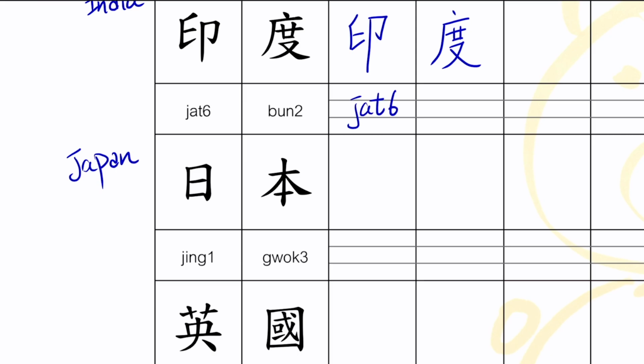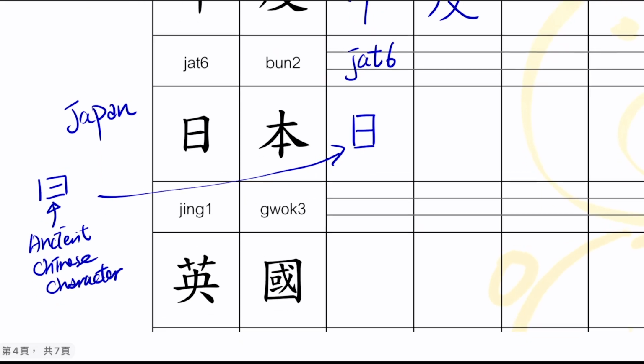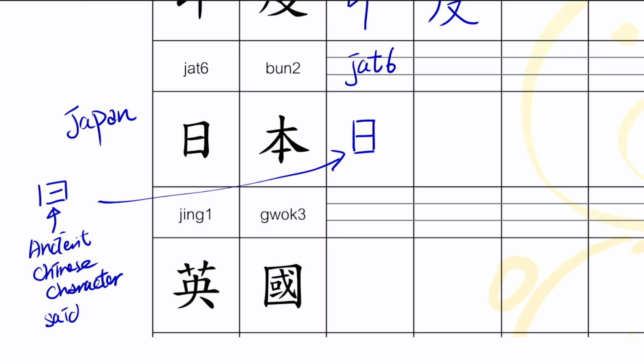日本 is Japan. 日 J-A-T, sixth tone. 日 easy, right? 直橫直橫. Be careful. Yat is thinner because there is a character which is very similar to yat, which is thicker, like this. This one is an ancient Chinese character which means said, means somebody said something. But now we seldom use it.